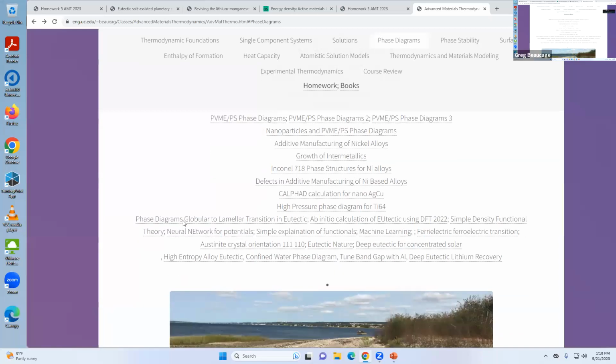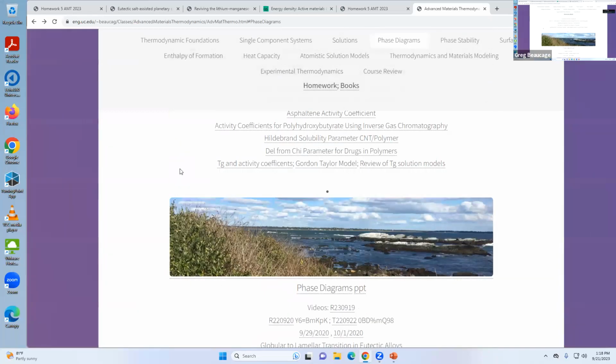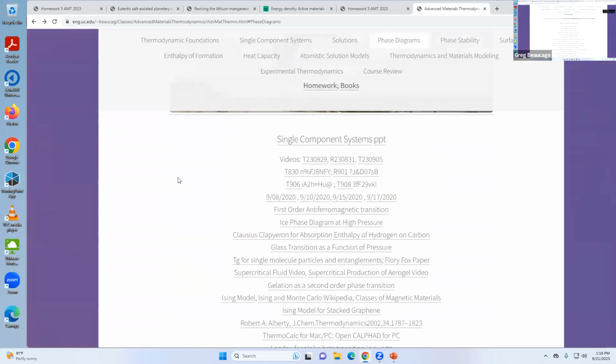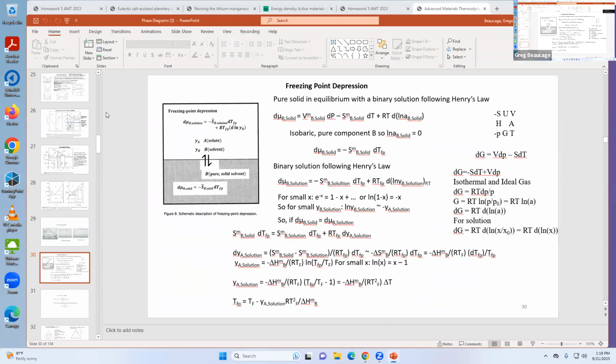So anyway, I thought this week's homework, you want to do that. Oh, let's see, there is something else in this, right? Oh yeah, the freezing point depression thing.